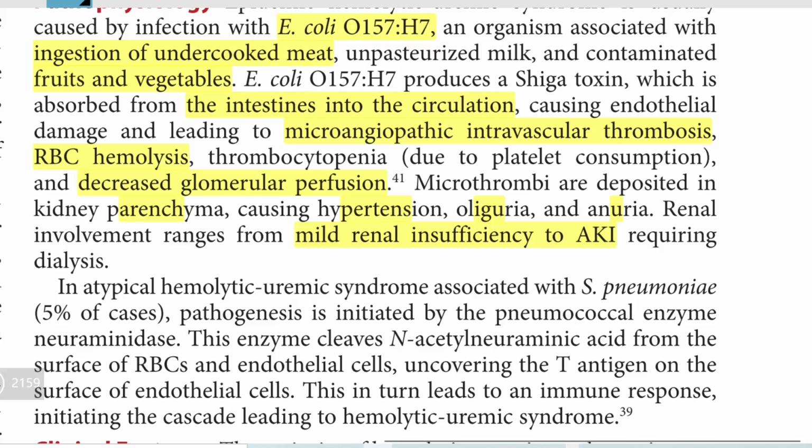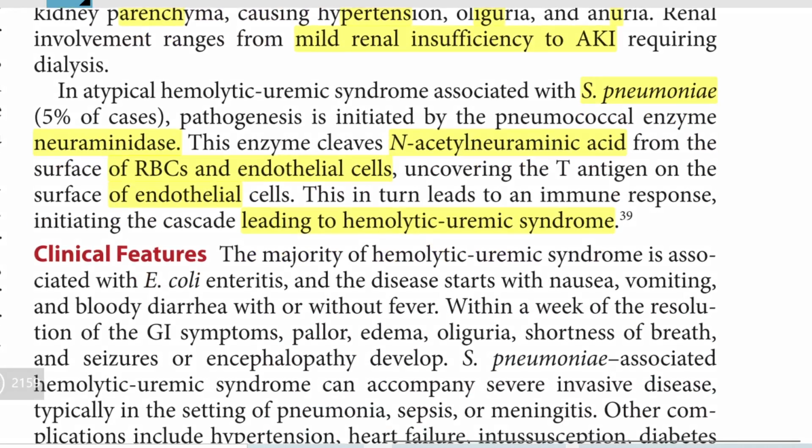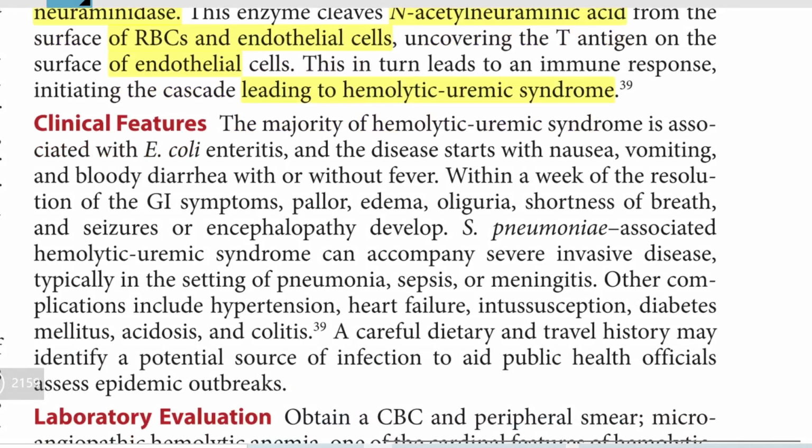In the atypical cases associated with strep pneumonia, about 5% of cases, the pathogenesis is initiated by the pneumococcal enzyme neuraminidase. This enzyme cleaves N-acetylneuraminic acid from the surface of RBCs and endothelial cells, uncovering the T antigen on the surface of endothelial cells. This in turn leads to an immune response initiating a cascade leading to HUS. Because of this, there will be microangiopathy leading to AKI and HUS.